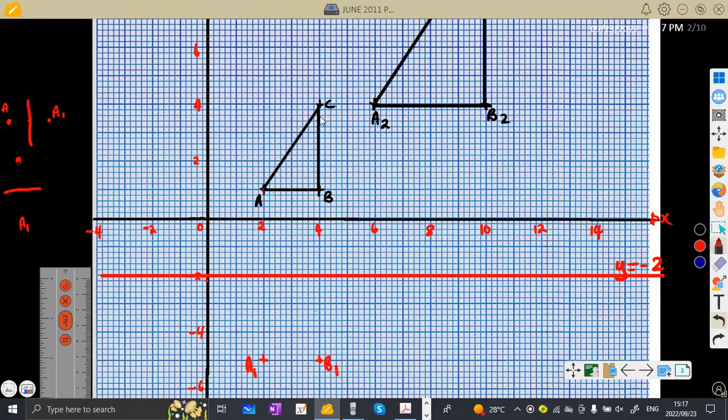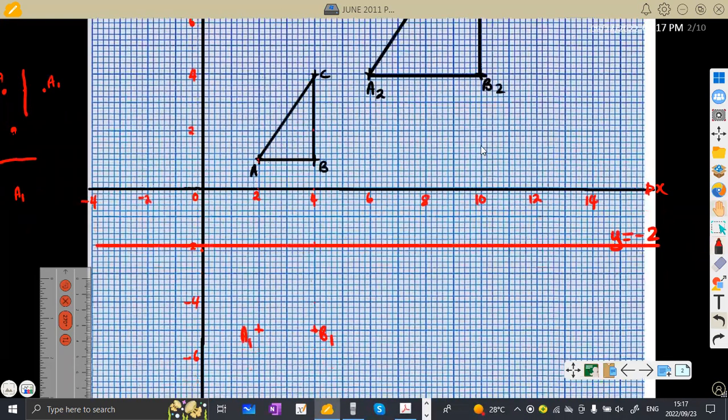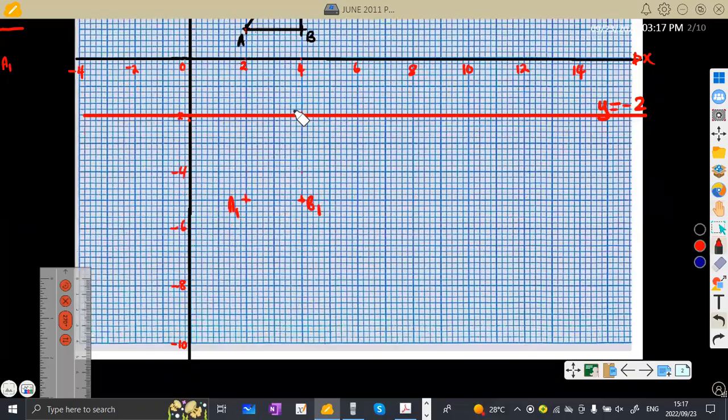Okay, we do the same from C. So from C to the mirror line is going to be 1 box, 2 boxes, 3 boxes. So these are 3 boxes to the mirror line. So which means from the mirror line going downwards, we are supposed to move 3 boxes. This is the mirror line, we're going to move 3 boxes. So that is 1 here, 2 here, and 3 here. So this is where we are going to have our C1. At the last point, you can join those points.